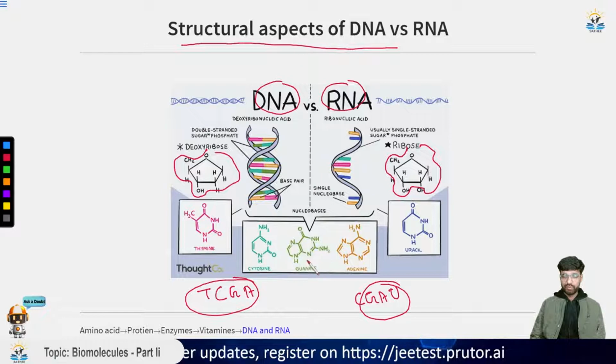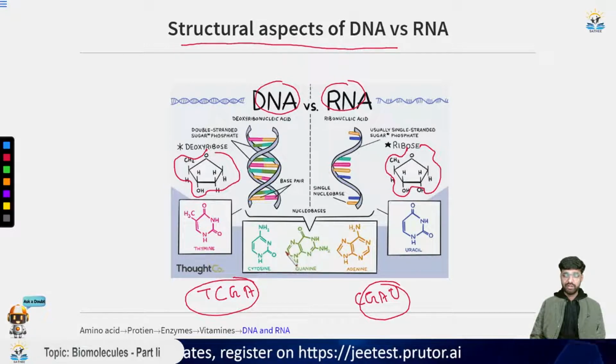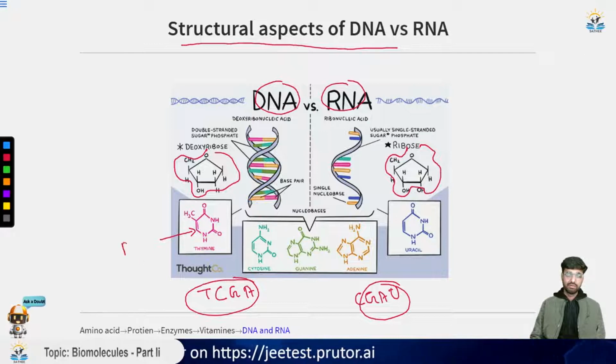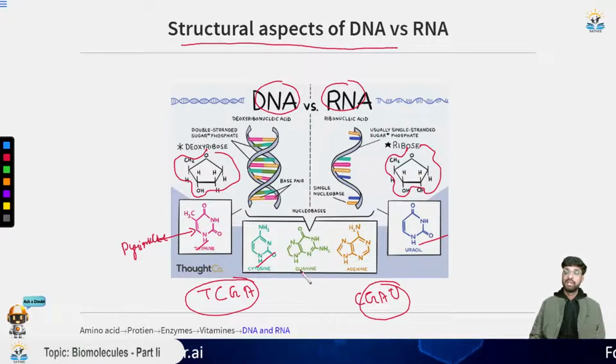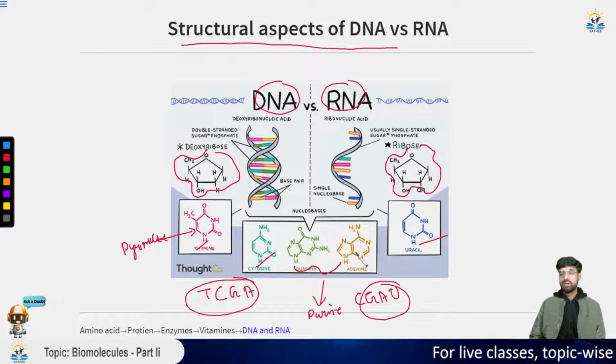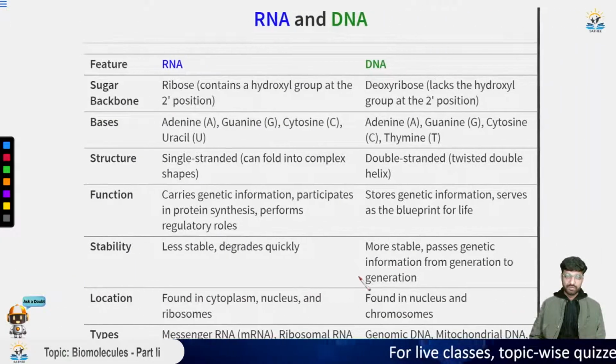Now, this one is called a purine base. Three pyrimidine bases are present. So this one is pyrimidine, this one, and this one. And purine bases are two. Okay, so this is the structure of DNA and RNA in a more simplified manner.